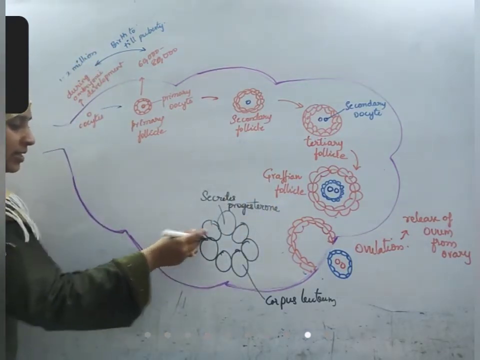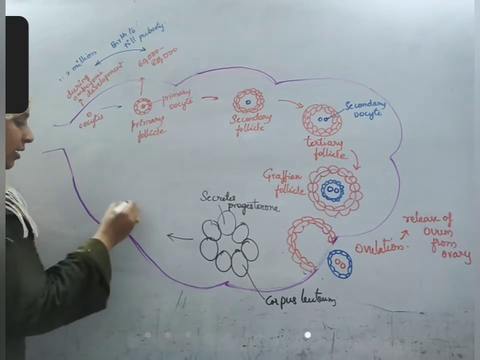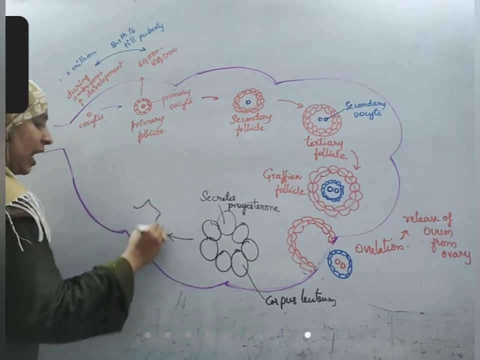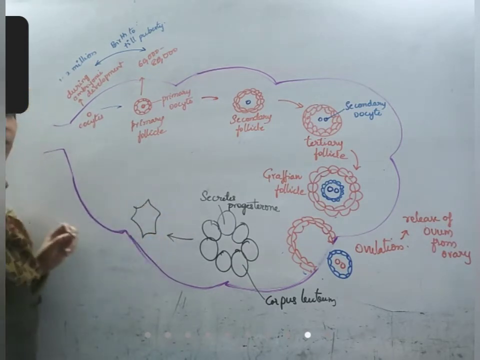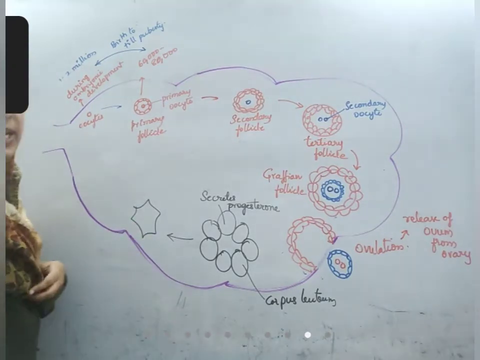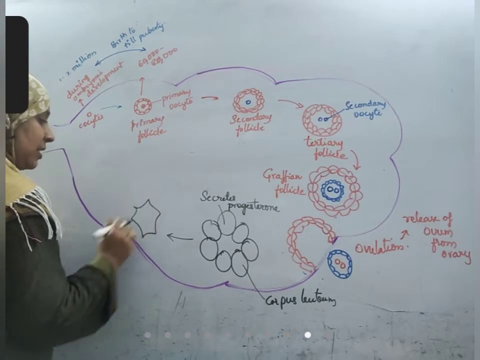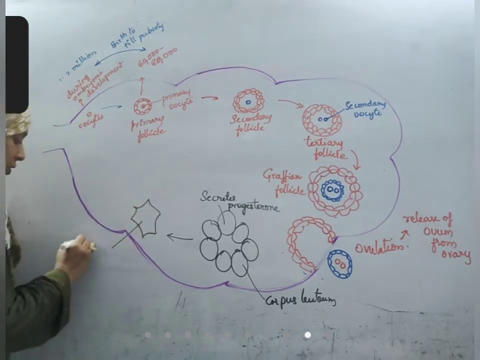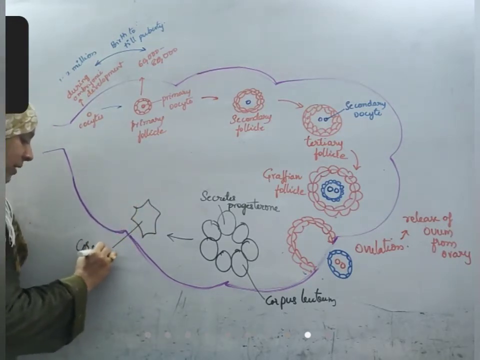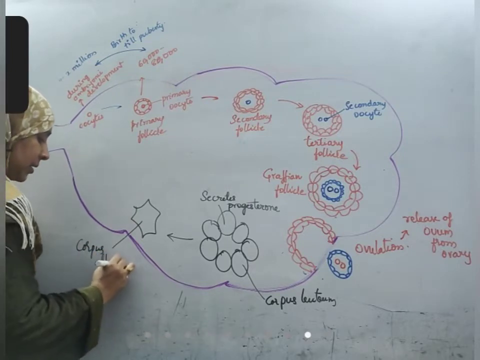After some days, this is totally disintegrated, completely dead, and a scar will remain. Scar means when your wound completely heals, some scar remains. Same like that, in the ovary also one scar remains. This scar is called the corpus albicans.